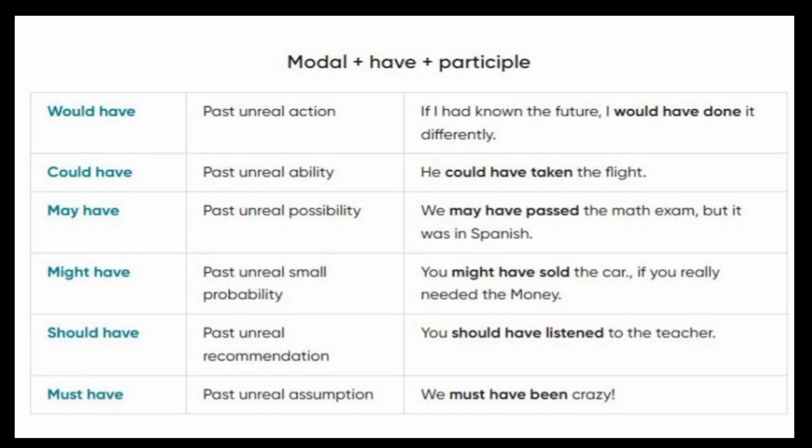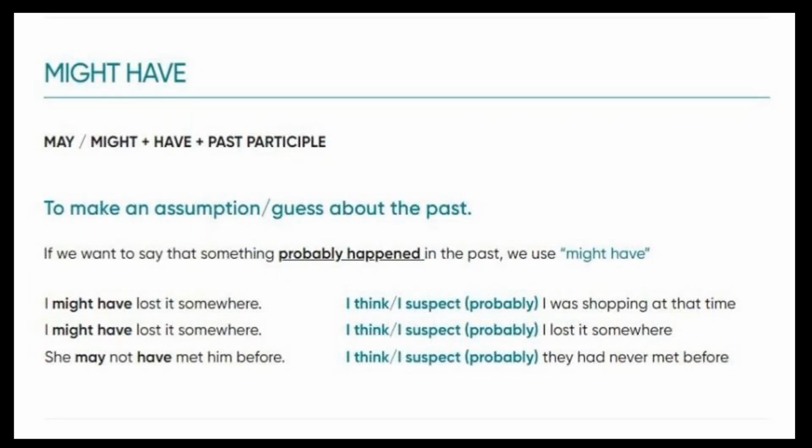Next, must have. Past unreal assumption. You assume, okay, we must have been crazy. Now let's look at might have, may or might have, and the past participle, of course. Okay, if we want to say that something probably happened in the past, we use might have. For example, I might have lost it somewhere. I think, I suspect, there is a probability that I might have lost it somewhere at the shopping mall. I might have lost it somewhere.